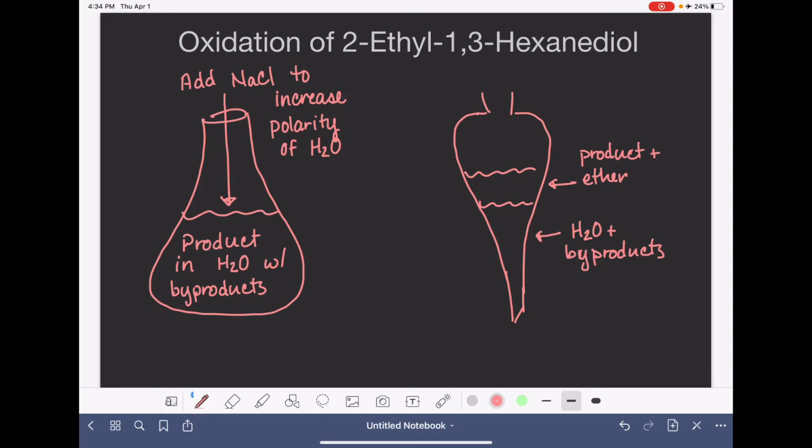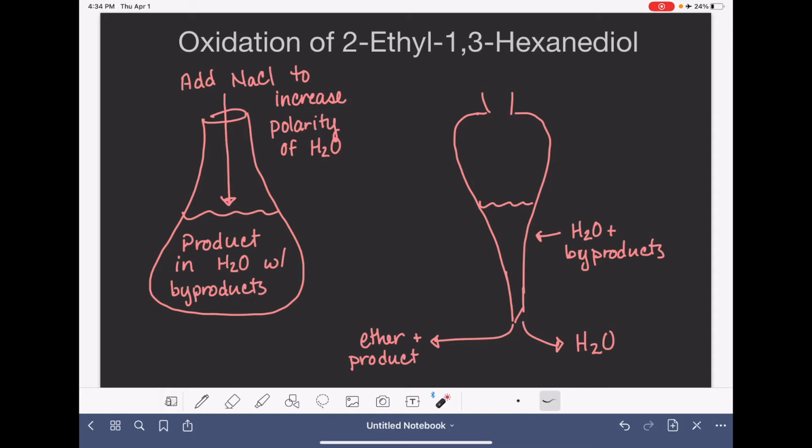I'm then going to remove the water layer and just kind of set it aside. And I'm also going to remove the ether layer and set it aside as well. The ether layer contains my product. After I've removed and separated the two layers from each other, I'm actually going to take this water layer and put it right back into the separatory funnel, this exact same water layer. And then I'm going to add a second round of ether.